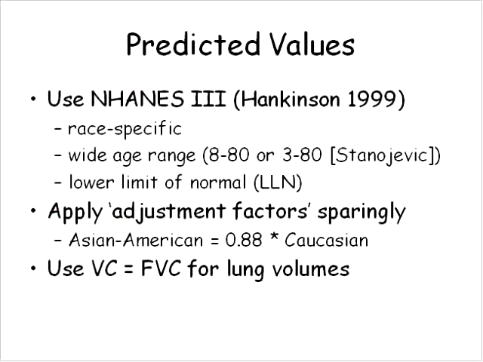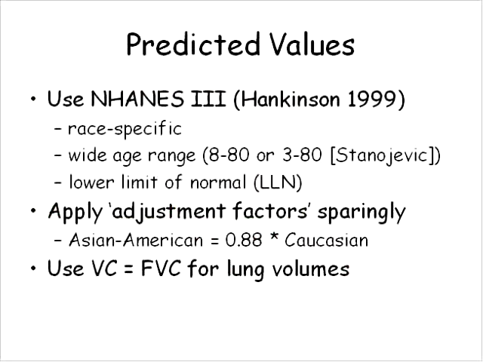In terms of predicted values, we have recommended predicted values from the ATS guidelines. They recommend using the NHANES 3 predicteds. Again, those are race specific, so you don't have to do any other correction as long as you're looking at patients that are Caucasians, African Americans, or Mexican Americans, and they cover a wide age range, and that age range has recently been extended by Sanja Stanojevic, who added some additional data so that the expanded data set now can cover pediatric patients down to age 3 or 4.